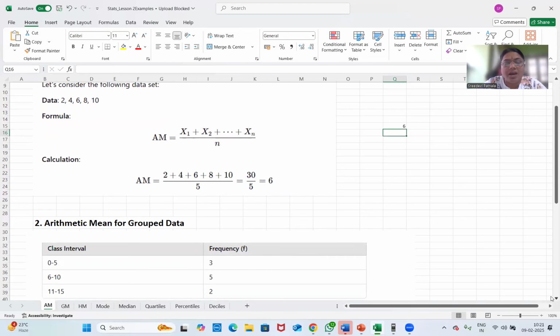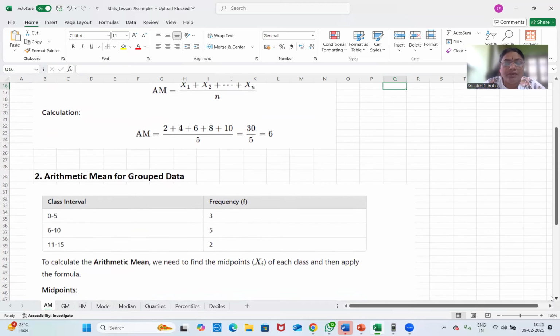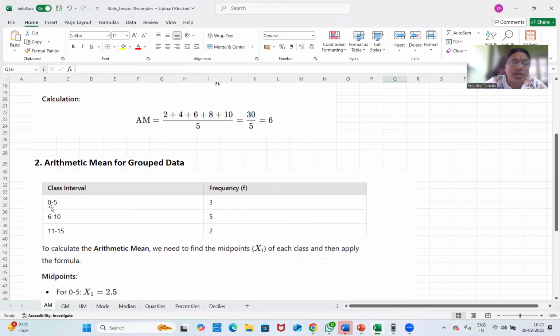Now we come to grouped data. Grouped data will have a frequency. For the arithmetic mean, harmonic mean or geometric mean, if a frequency is given, you need to find the midpoint. The midpoint comes from your class interval: 0 plus 5 is 5, divided by 2, that becomes 2.5. So for all the means, you need to calculate the midpoints, which are called xi.